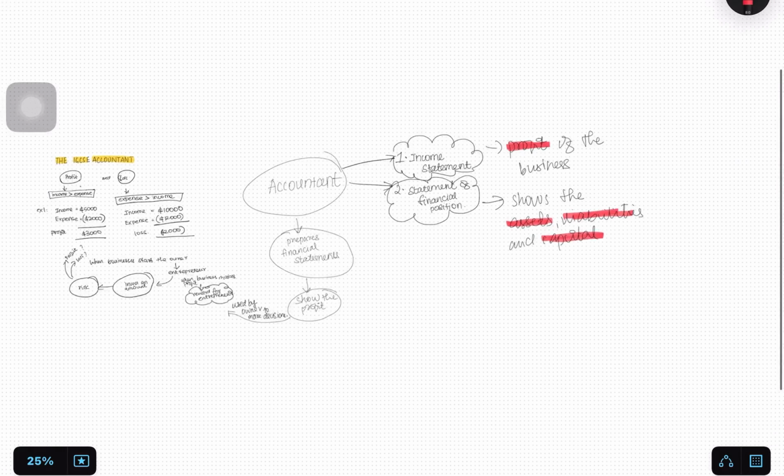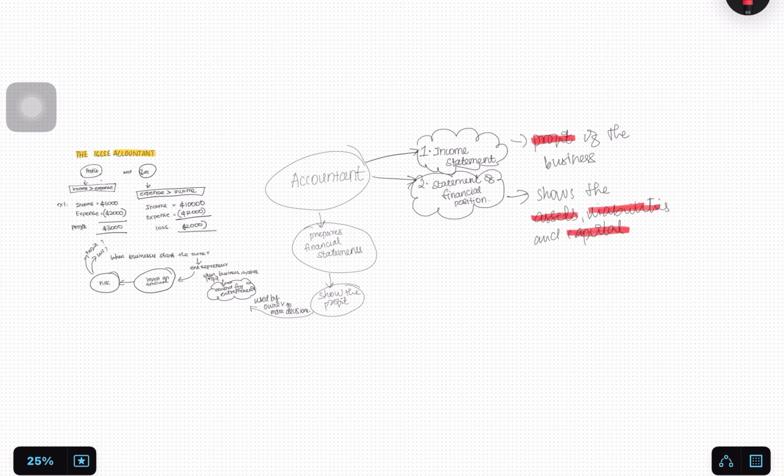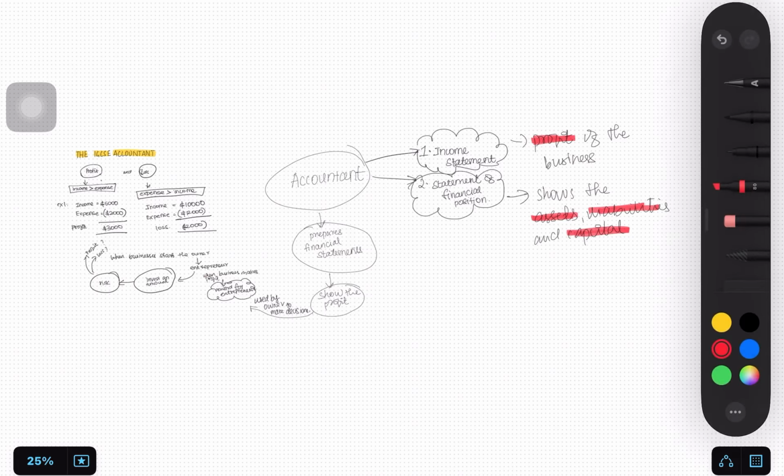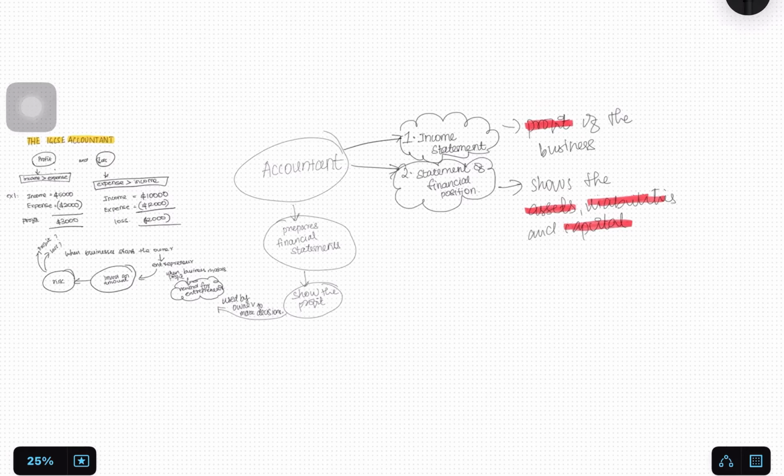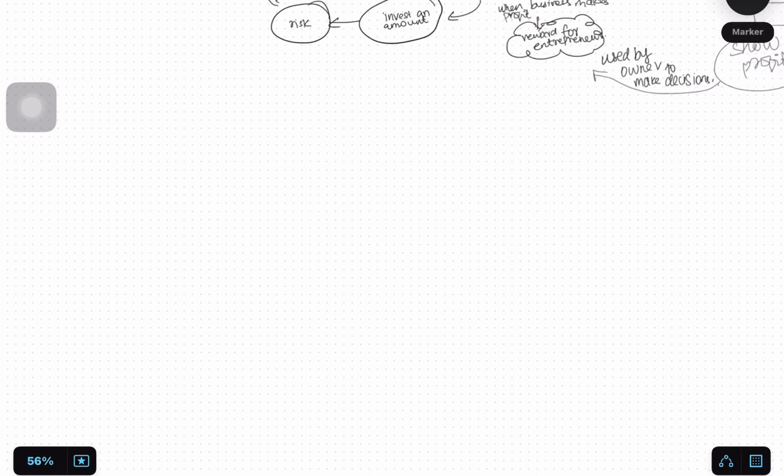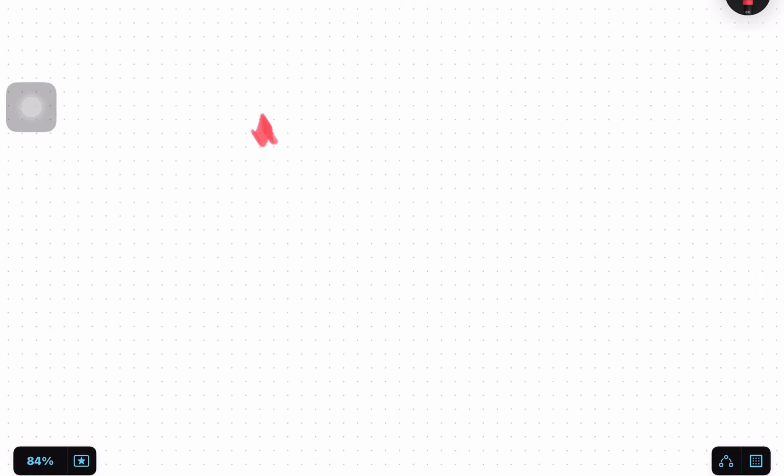So now you may be wondering, we know what profit is because we already learned what profit is, but now we've got introduced to 3 new terms. Let's put them down here. Assets, liabilities, and capital. So what are assets?